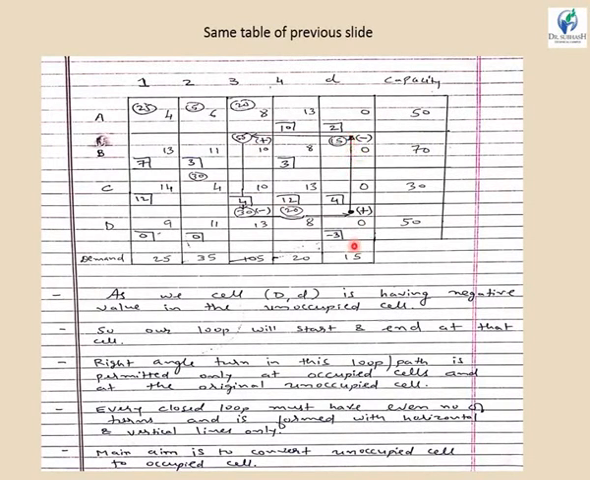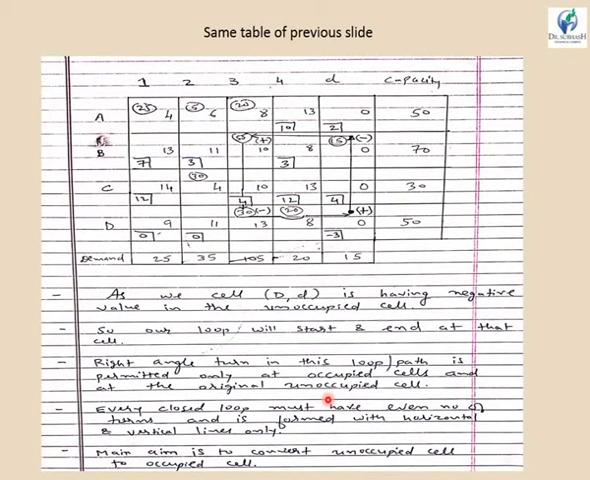Each and every corner point must have an occupied cell for the given path or loop. So you can see the end points of the line must have an occupied cell. Here it is an occupied cell, here it is an occupied cell, here it is an occupied cell. So now moving to the next step.